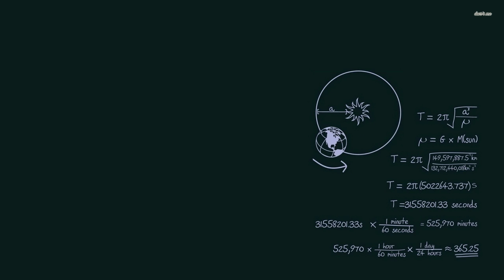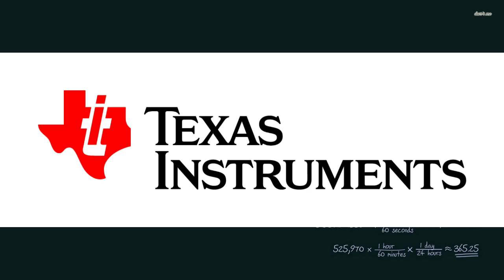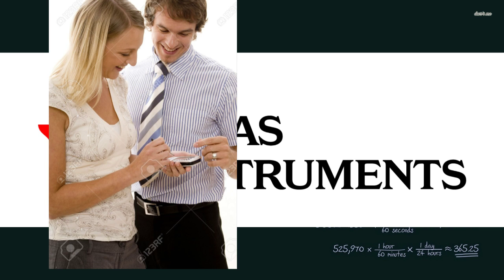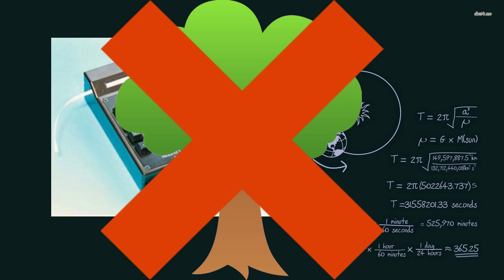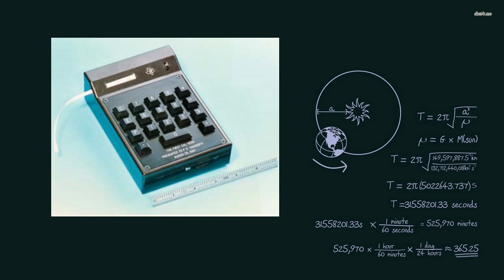Finally, in 1967, Texas Instruments released the first handheld electronic device, a calculator able to add, subtract, multiply and divide while being compact enough to fit inside your hand. It printed the answers on a sheet of paper because they hated trees. Okay, they didn't have any screens back then.